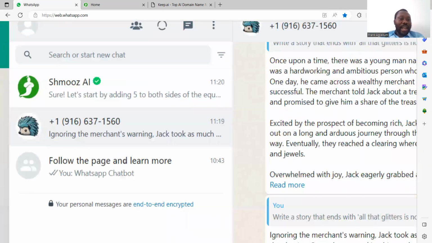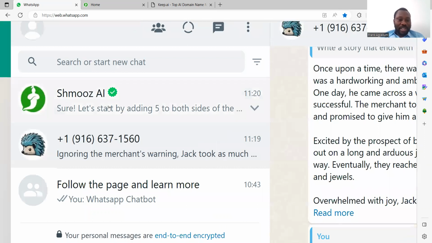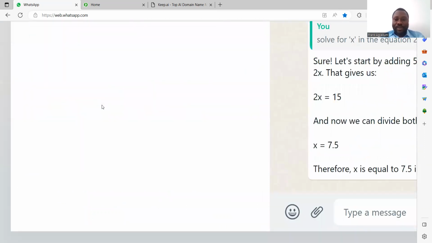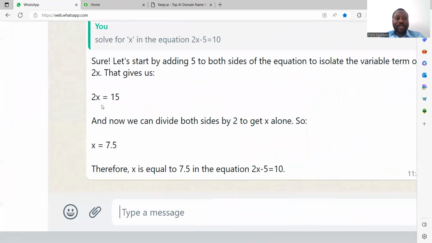All right, Shmooz-ai has solved the mathematics question for us earlier. Let's go to Shmooz-ai. This is the answer.